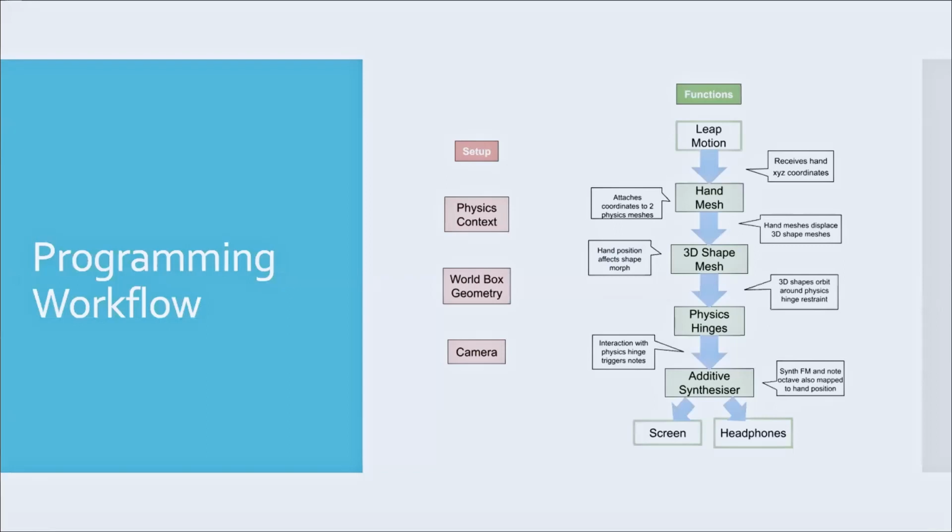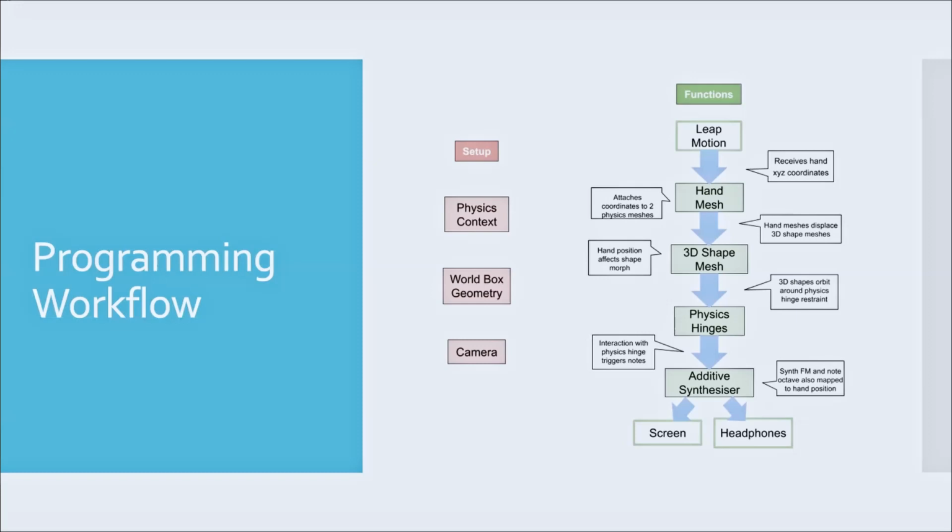the flow of programming. So it starts with the Leap Motion, which was the hand sensor, which receives X, Y, Z coordinates, so 3D coordinates of your hand skeletons. And then I've programmed the hand meshes, so the sphere meshes, they are mapped to those hand coordinates, so they move just as your hands do. And the hand meshes displace the 3D shape meshes, so those colourful shapes.